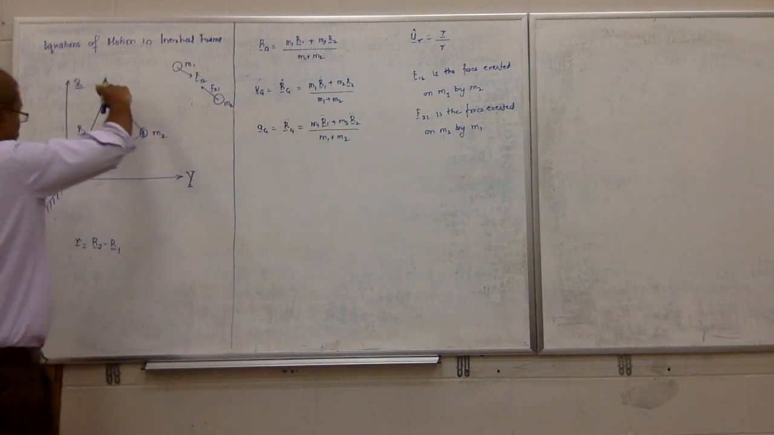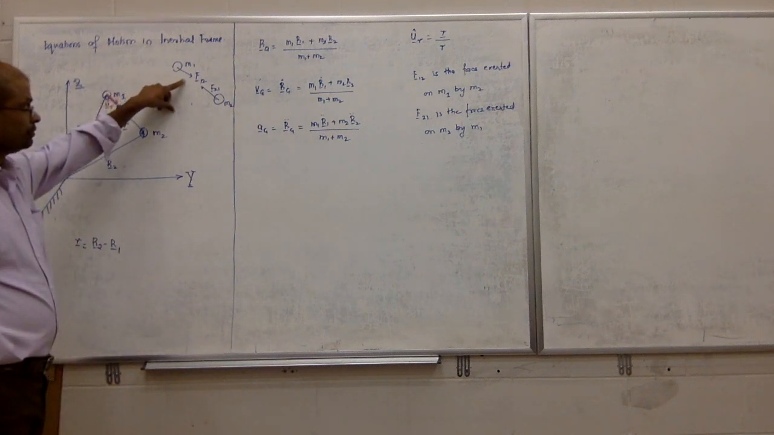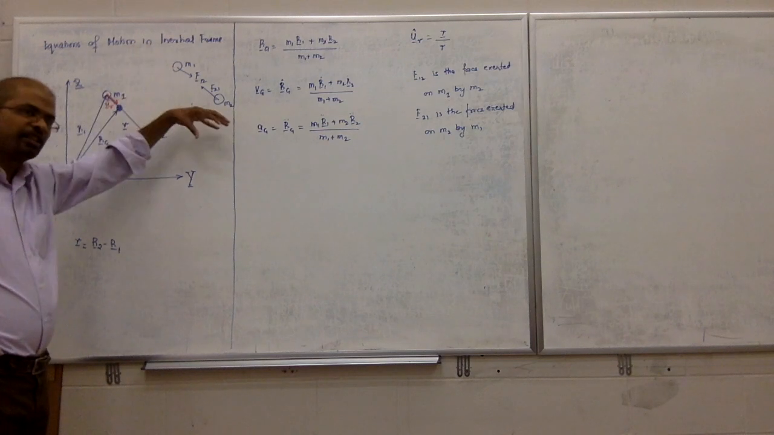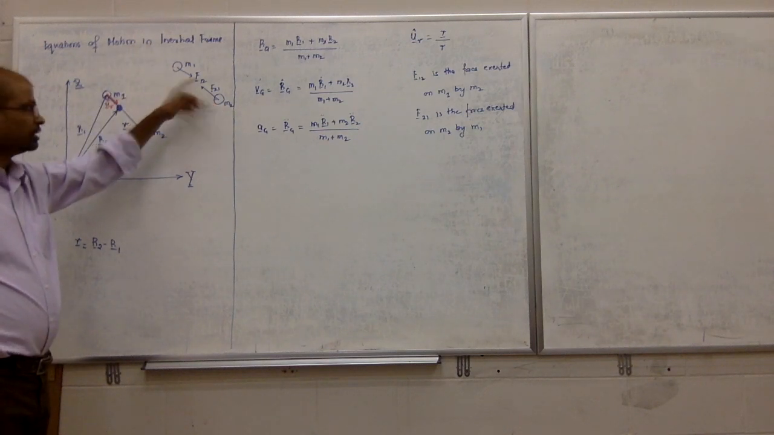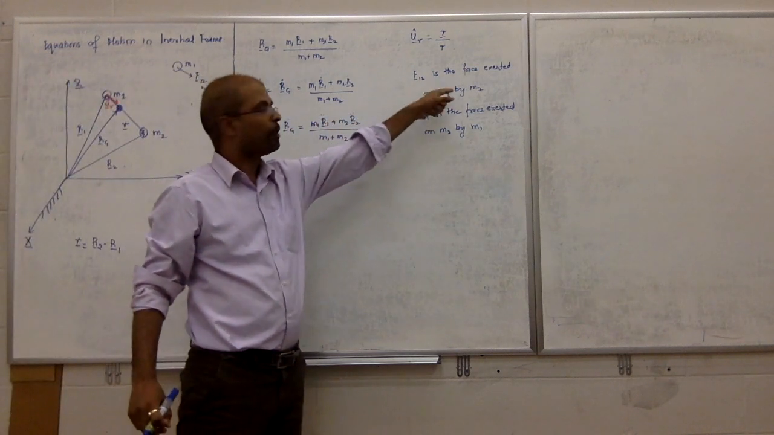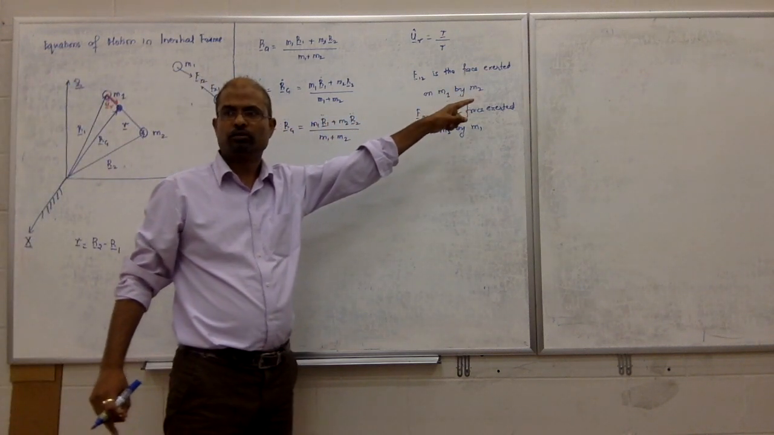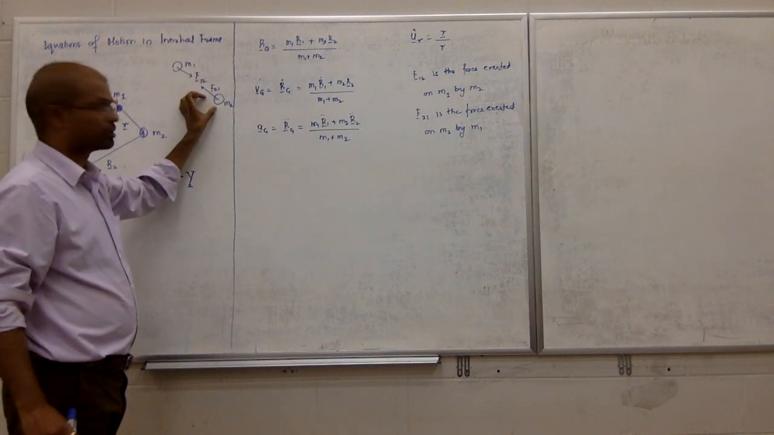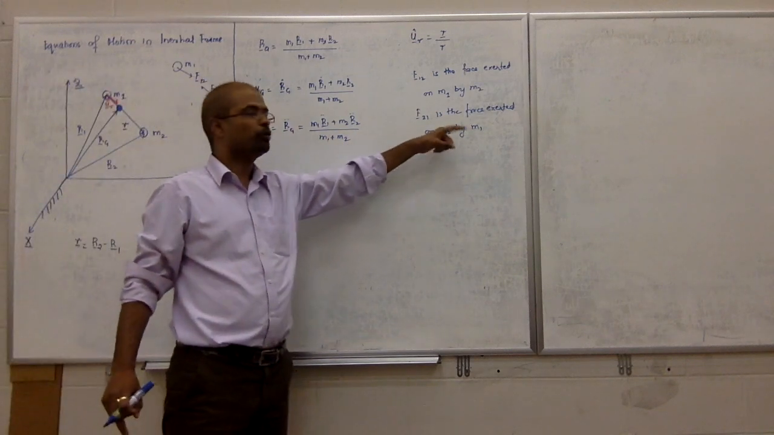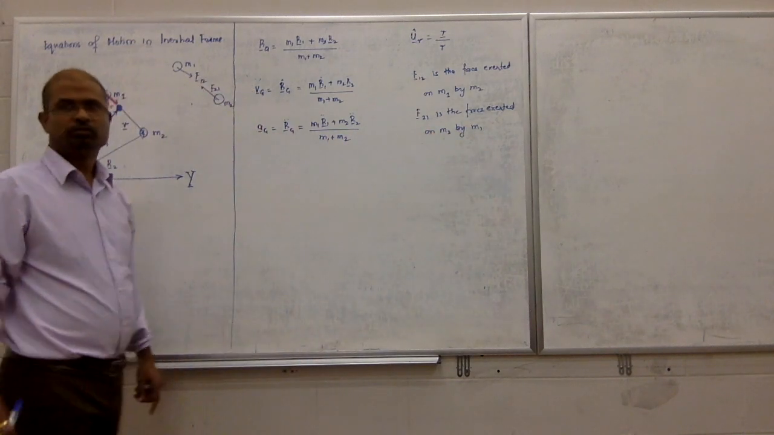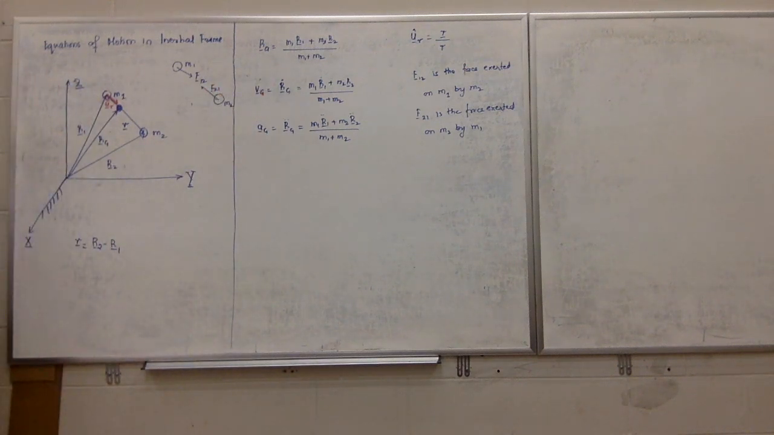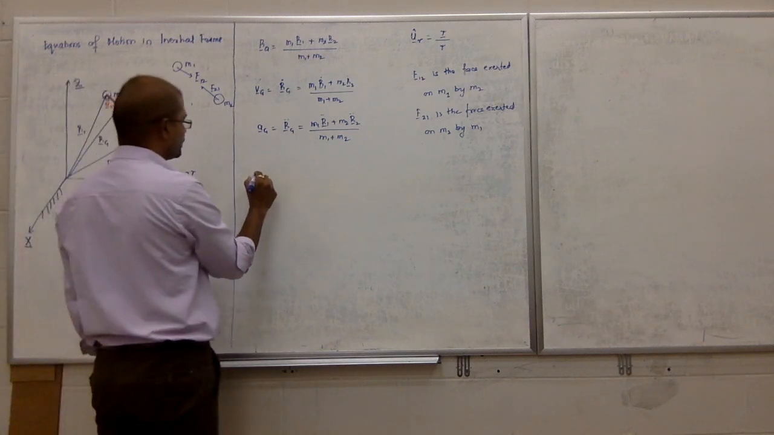So look at this, F12. M2 is exerting a force on M1, right? In this direction. Does that make sense? So it is on M1 by M2. Got it? Similarly, this is exerting a force on this. That is F21. This is on M2 by M1. Alright? What force is this called? It's the gravitational force.